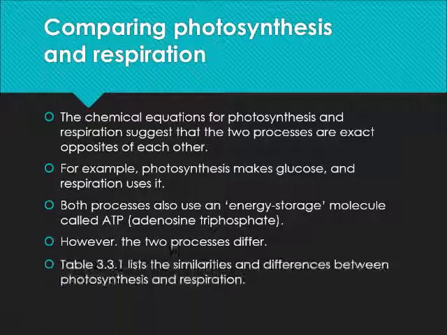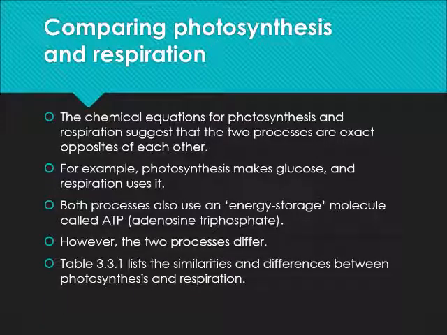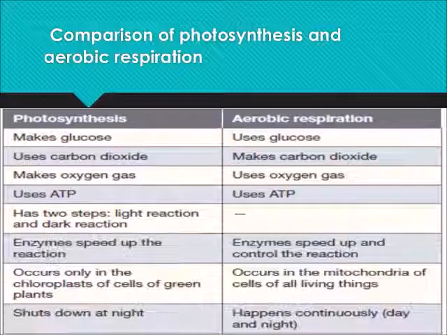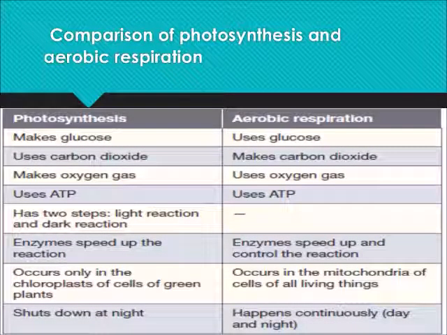Now, the two processes differ though, and we'll just have a look at the next table to see that. So, photosynthesis makes glucose while aerobic respiration uses it. Photosynthesis uses carbon dioxide and aerobic respiration makes it. Photosynthesis makes oxygen. Aerobic respiration uses oxygen, but they both use ATP. Why? Because this is the body's battery that powers lots and lots of reactions.